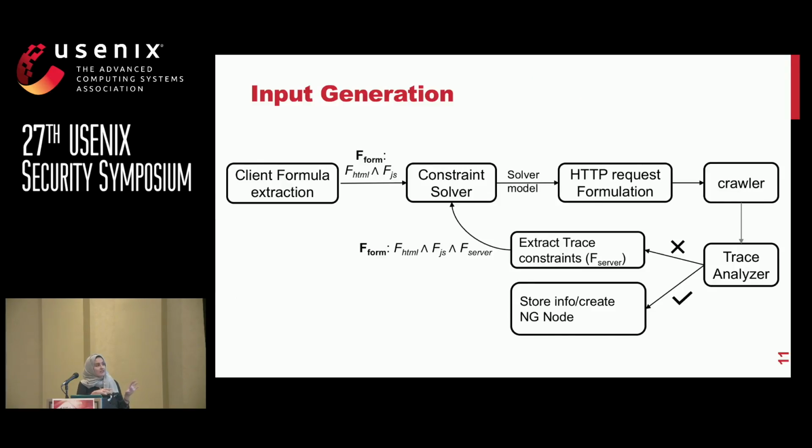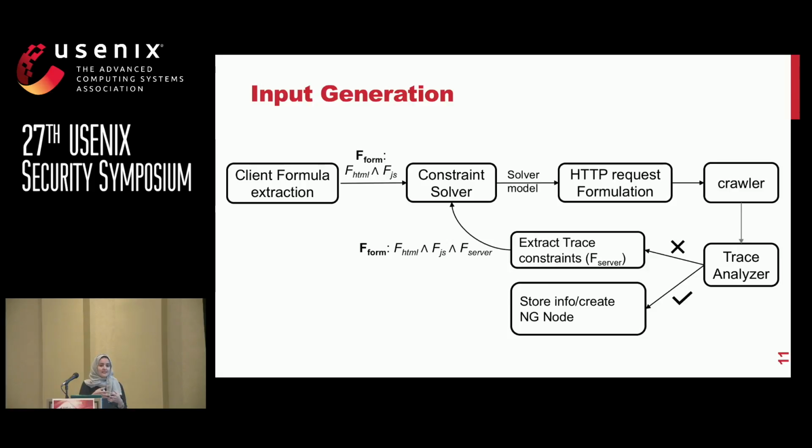This chart summarizes our automatic input generation for the client side for the forms. As I mentioned earlier, we extract formulas from the form input fields as well as the JavaScript code that validates this form. And we use a constraint solver to generate inputs that satisfy those constraints. We formulate an HTTP request based on those inputs that we got from the solver, and we feed that to the crawler.